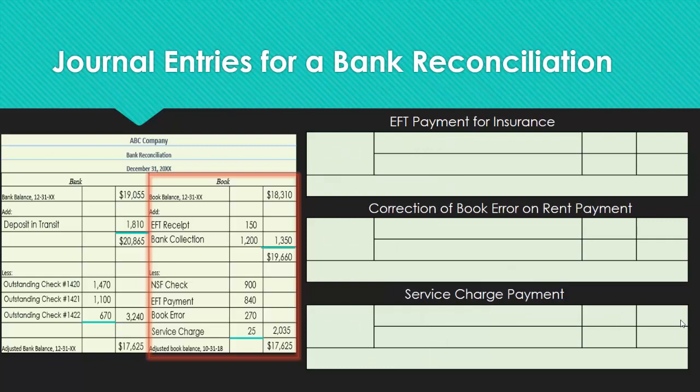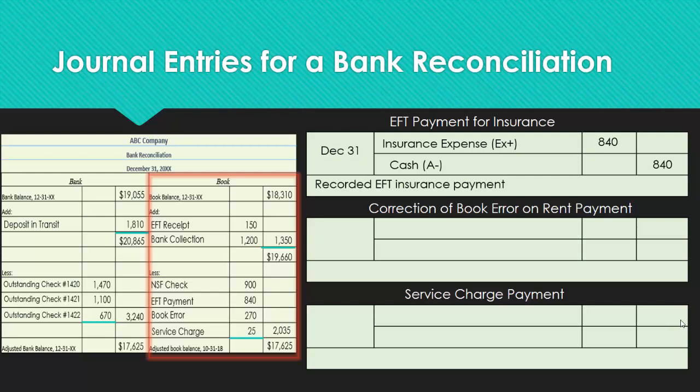Three more items to take care of. EFT payments. Again, we've got to know what it's for. In this case, let's say it's for insurance. So we auto wire our insurance payment to our insurance company, and it didn't get recorded on the books when that auto transfer went out. Well, we're going to record it right now, which means this is going to be a debit to insurance expense for the amount that we are paying, which is $840, and a credit to cash for the same amount. So we recorded our EFT insurance payment.